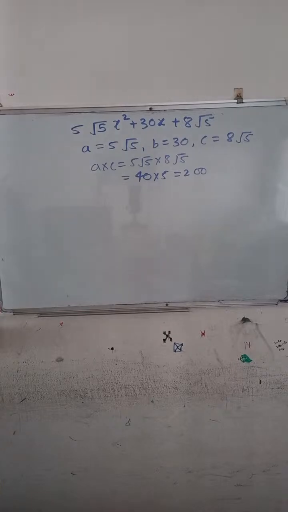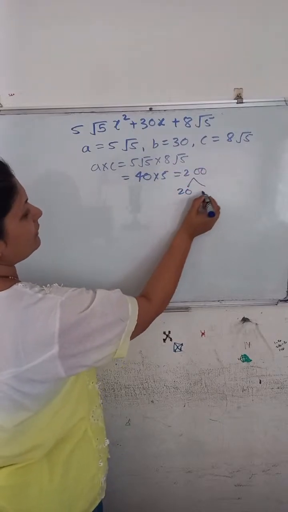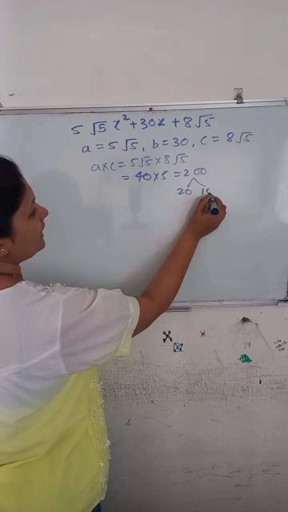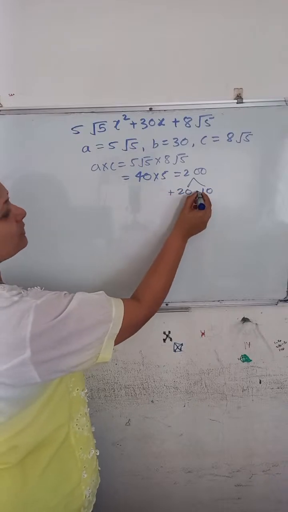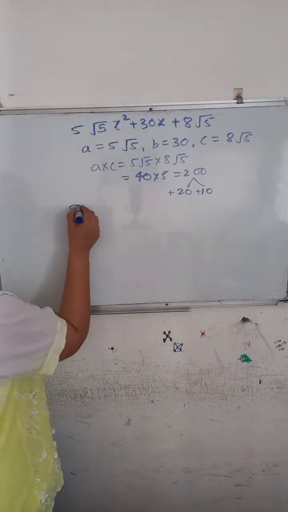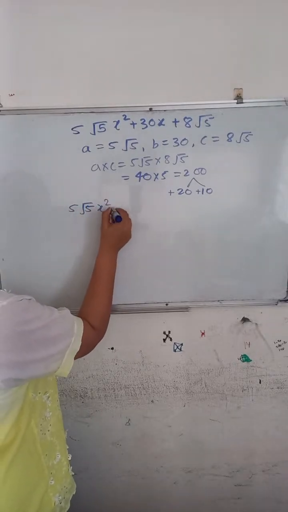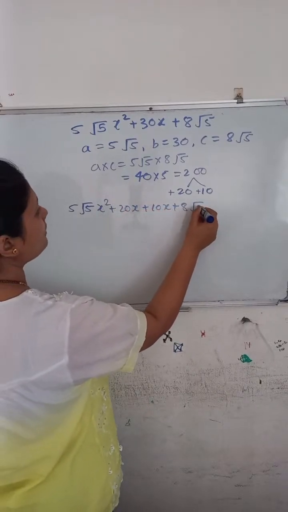So here, how can you split 200 to get the answer 30? Can we write 20 into 10? Because 20 into 10 is 200, and if you add 20 plus 10, that is 30. So can we write here 5 root 5 x square plus 20x plus 10x plus 8 root 5 is equal to 0? Can you follow how I split it?